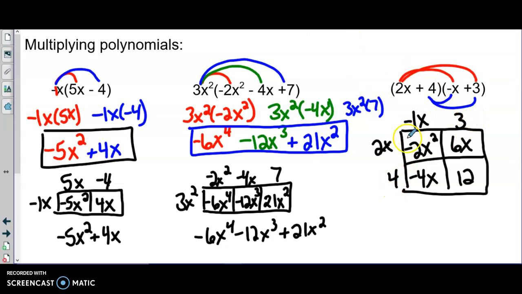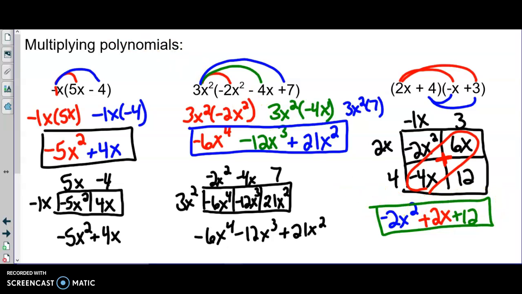Now from here, I look in the box for like terms, and we do have like terms here. The negative 4x and the 6x, and I pretend like this is a plus sign in the middle. So when I go to write my final answer, I write this term first, negative 2x squared, and then I combine these. 6x's plus negative 4x's would be 2x's, and since it's positive, I put a plus sign. And then I write this last term here, which is 12, and since it's positive, I'll put the plus sign. So that would be my final answer.